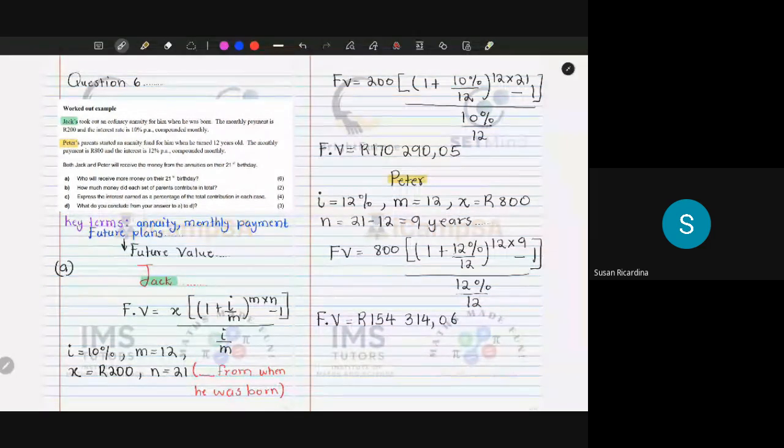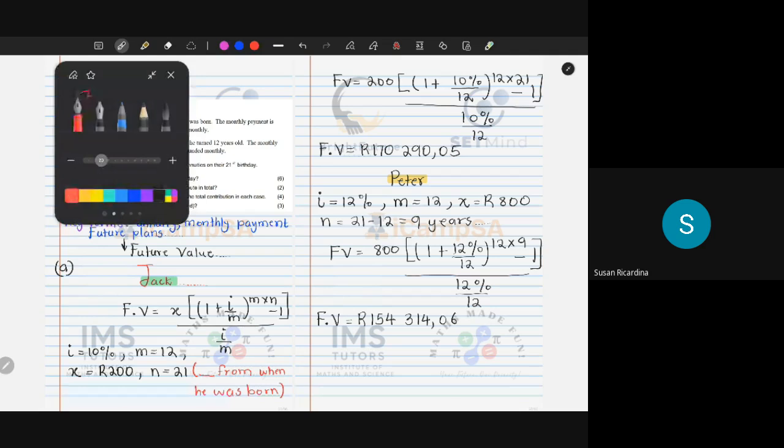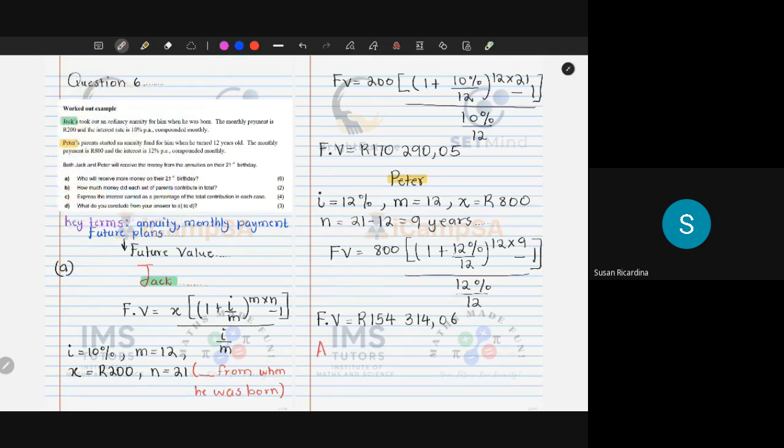So the answer to A is who will receive more money on their 21st birthday? What's the answer, guys? Jack. So Jack will get more money. Okay. So that is what will happen. So we are done with question A.